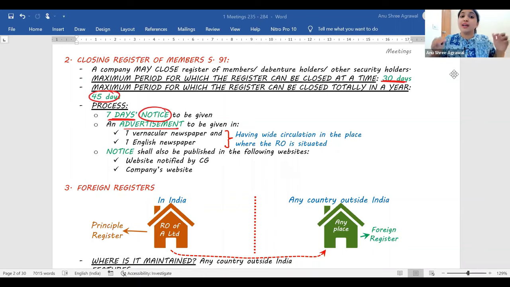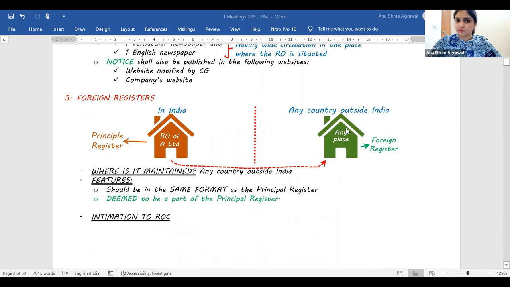So conclusion, can I close the register? Yes. Point number two, for how many days can I close the register at a time? At a time, I can close it for 30 days. And all put together in the entire year, I can close it for 45 days. But before I close the register, how many days in advance I have to give a notice informing the public that on this date I'm going to close the register? 7 days in advance. This was our second concept regarding closing the register of members.